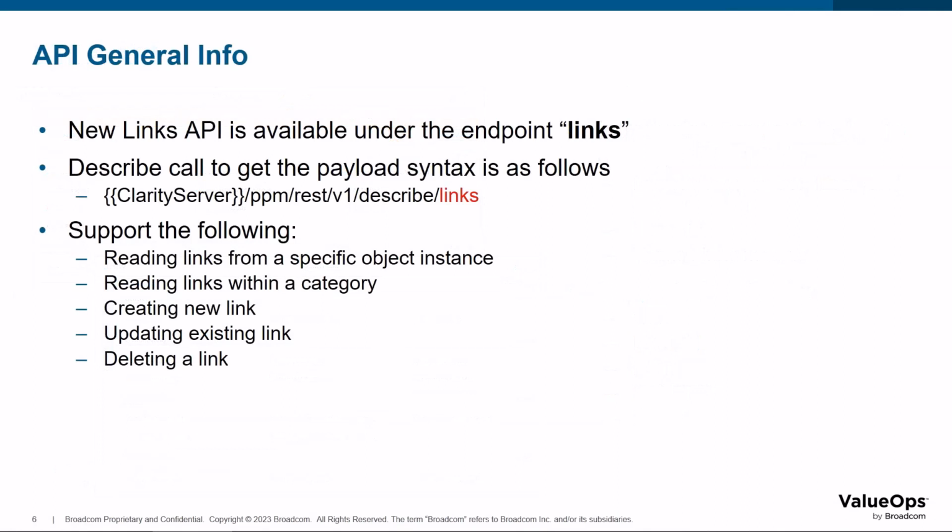The new link API is available under the endpoint links. A describe call can be made to the links endpoint, which will give the detailed payload syntax to the end user. The following are supported: you can read links for a specific object instance. For example, you can read all the links defined within a specific project, or you can read the links within a category in that links module, which means within that category of that links module, just get me all the URLs that are defined. You can create a new link, you can update an existing link, or you can delete an existing link.